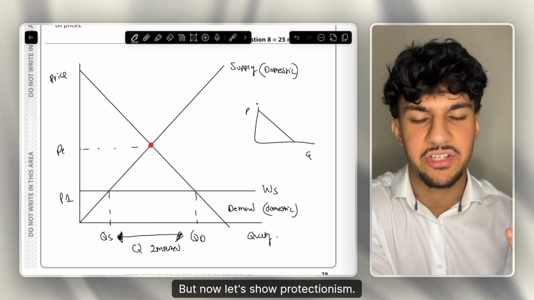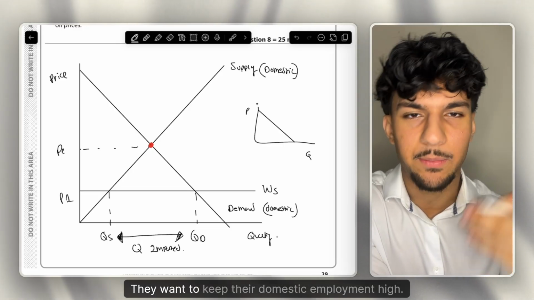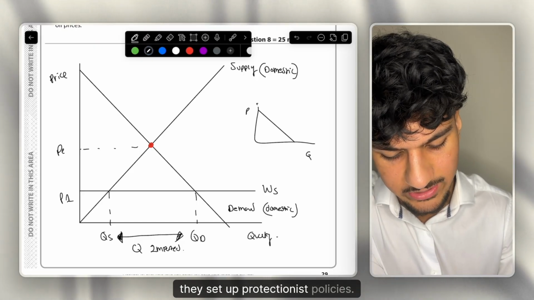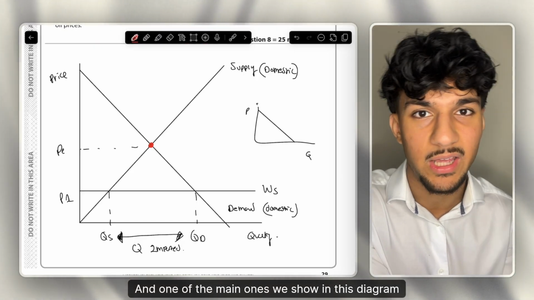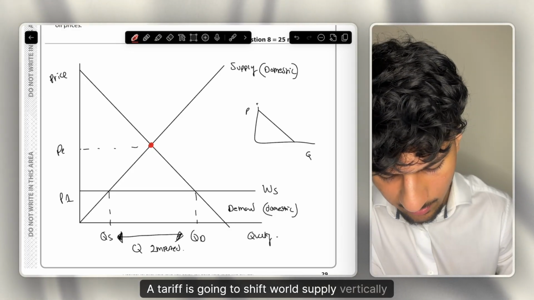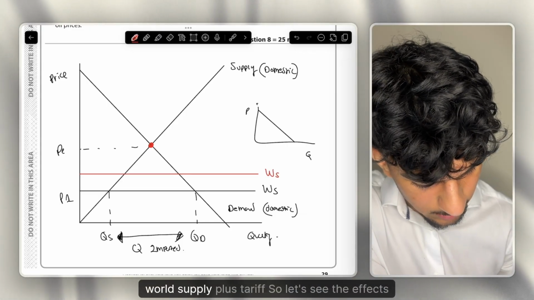But now let's show protectionism. Countries do not want their suppliers going out of business. They want to keep their domestic employment high. So they set up protectionist policies, and one of the main ones we show on this diagram is a tariff. So what does a tariff do? A tariff is going to shift world supply vertically upwards from world supply to world supply plus tariff.